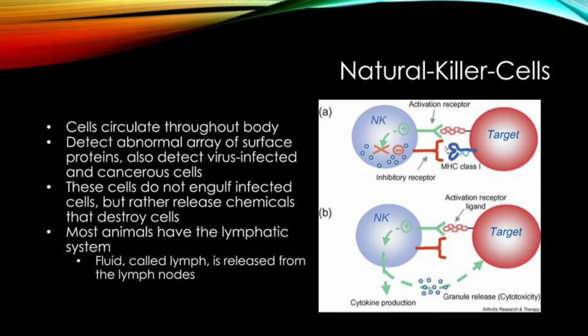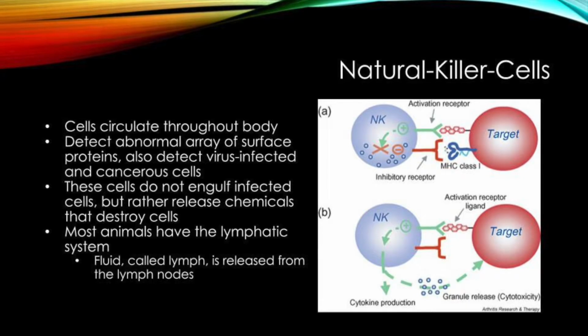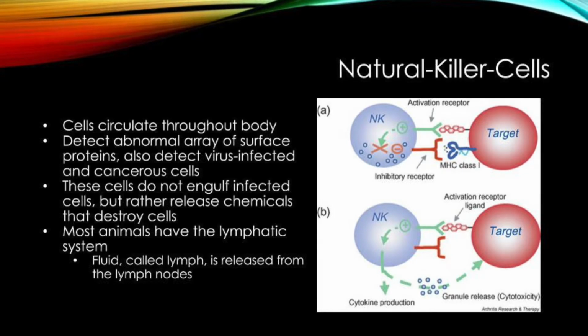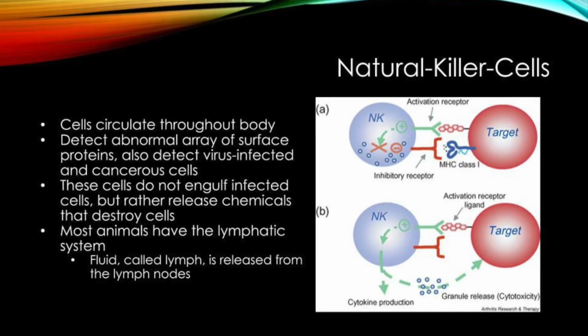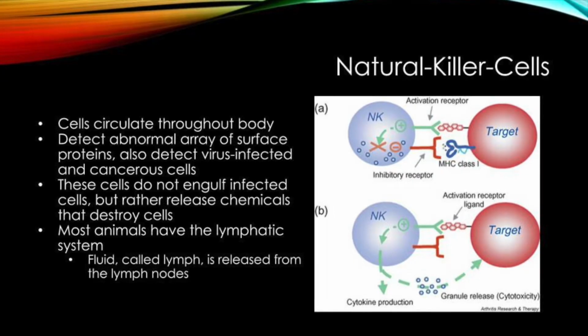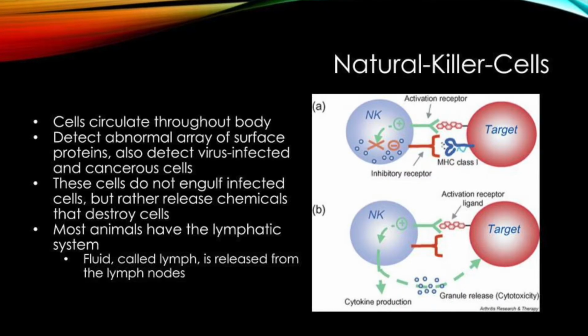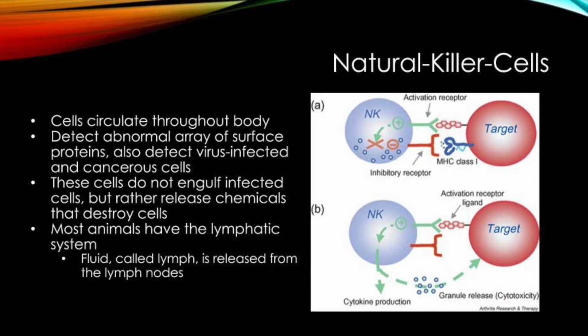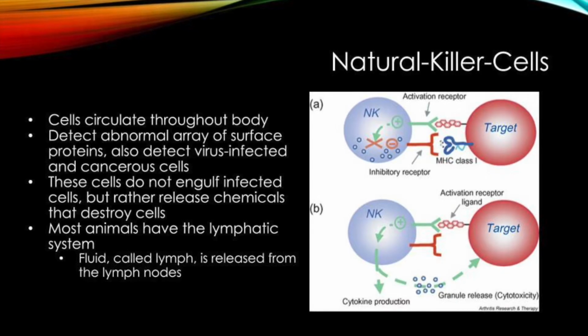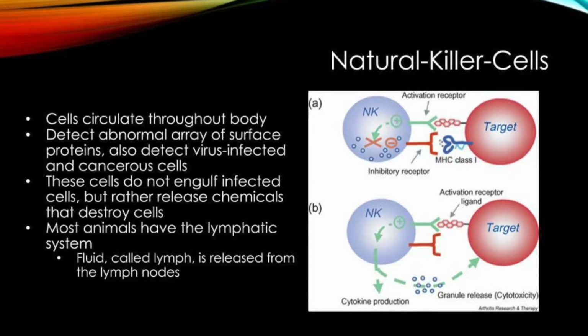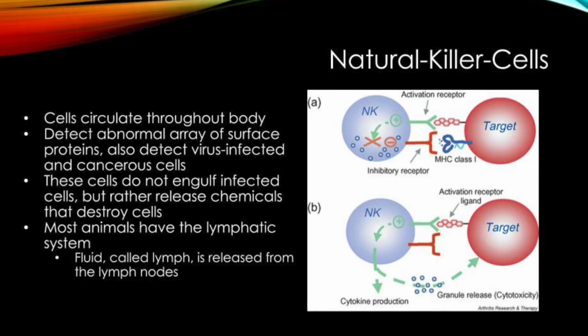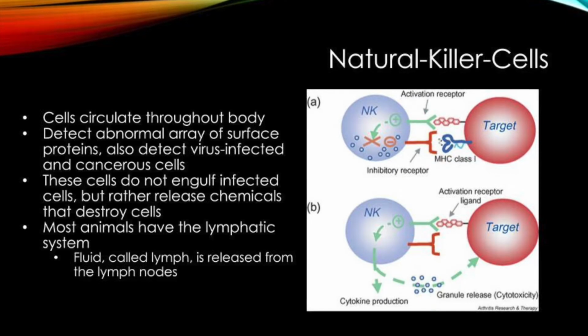Killer cells. These cells circulate throughout the body. They detect abnormal arrays of surface proteins, and they also detect virus-infected and cancerous cells. These cells do not engulf infected cells, but rather release chemicals that destroy cells. Most animals have the lymphatic system. This is the fluid called lymph that is released from lymph nodes.